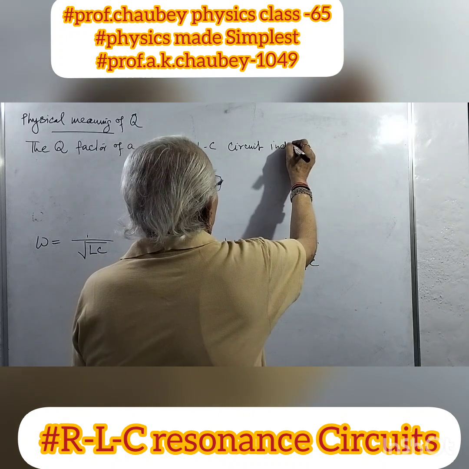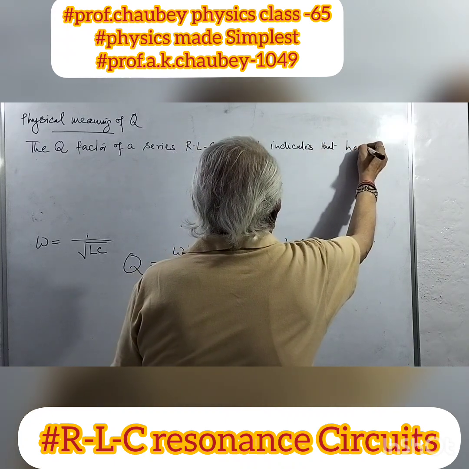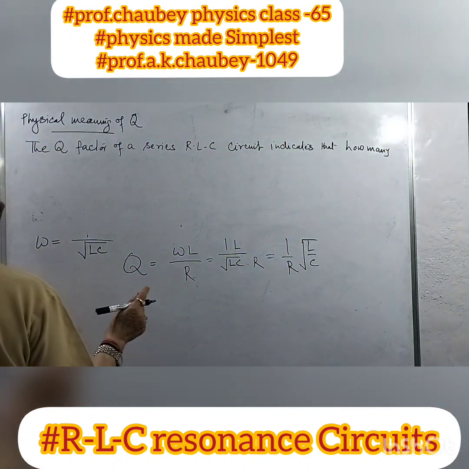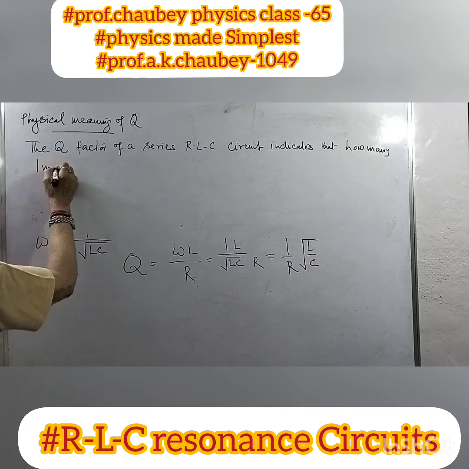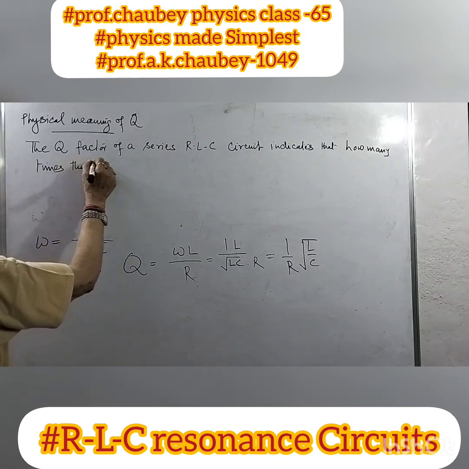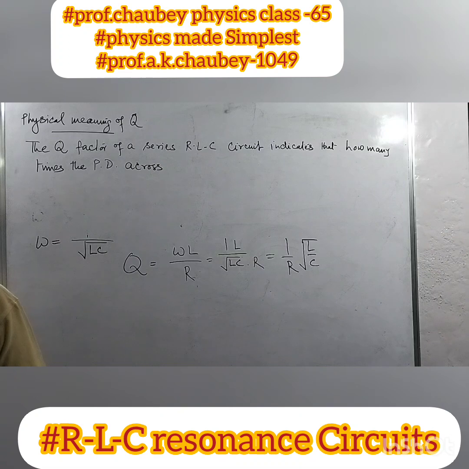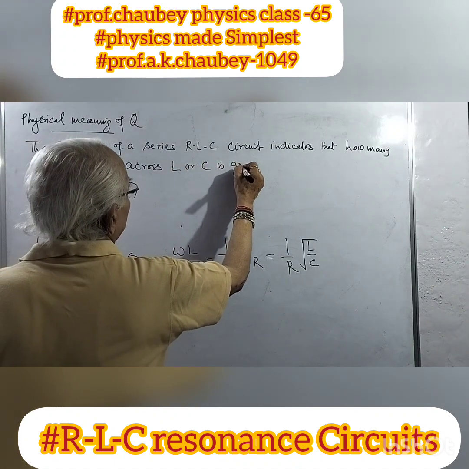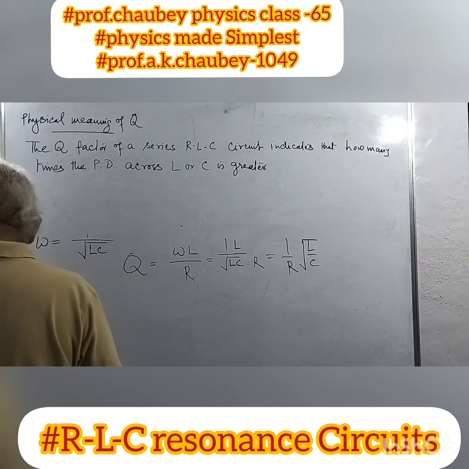It indicates how many times, Q is 1 over R times the square root of L over C, the potential difference across L or C is greater than the applied voltage at resonance.